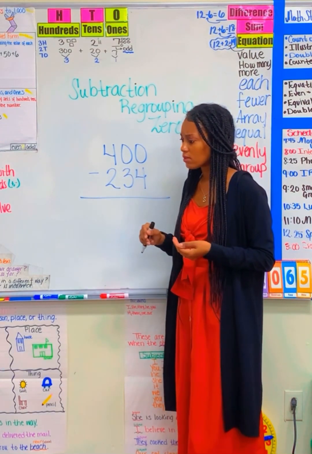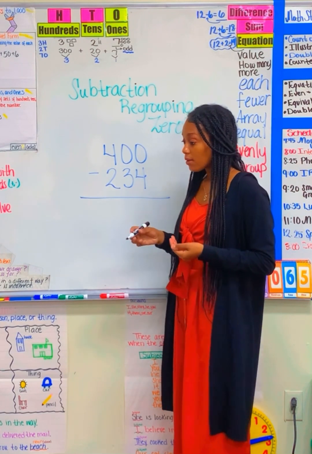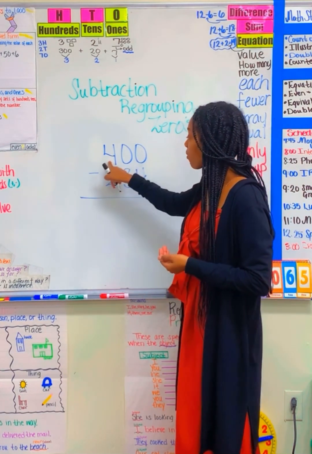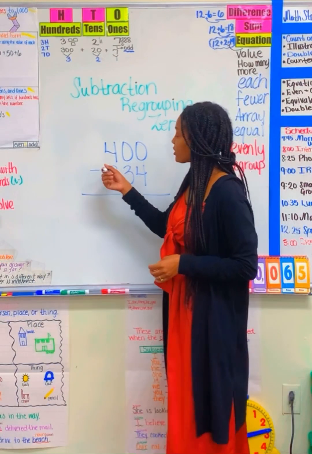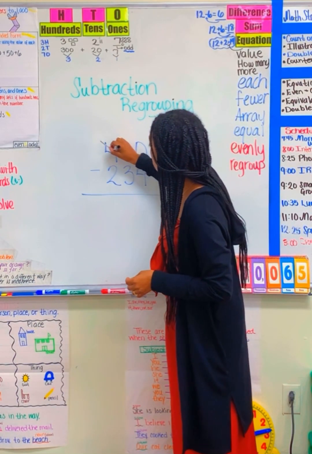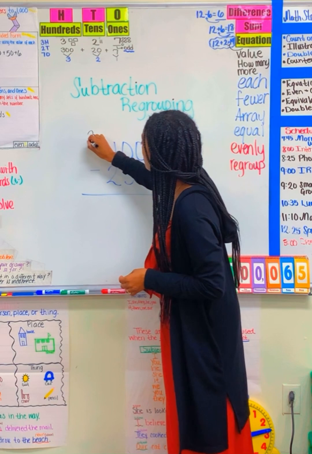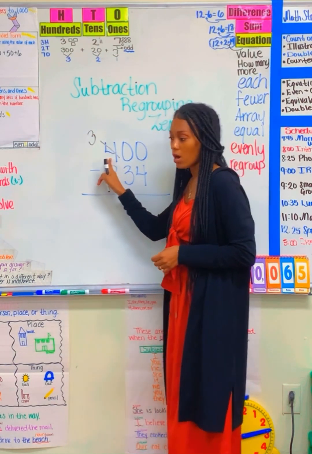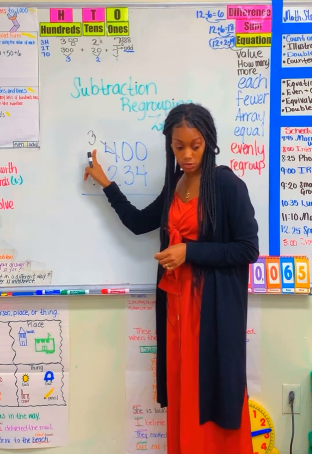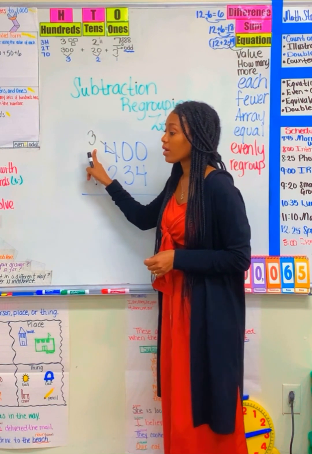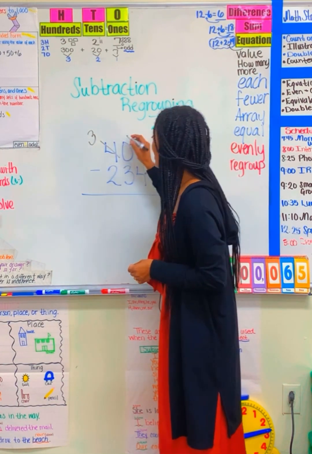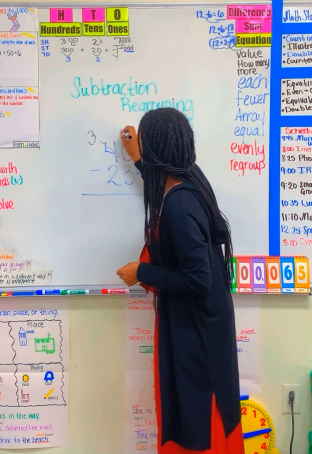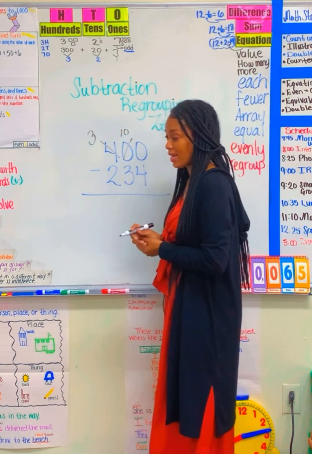Yes. Borrow 100 from the 400. Borrow, take away 100 from the 400. Absolutely. So since she said that we are going to borrow 100, we're going to make that 400 turn into a 300. Okay? We're going to take the 100 that we're borrowing and we're going to give it to the tens place. So that becomes a 10.